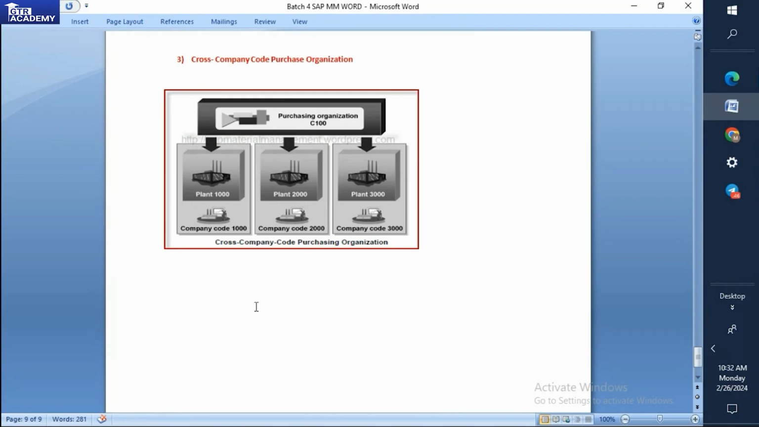Yes. A single purchase organization is responsible for all the procurement activities for more than one company code. For example, company code 1000, company code 2000, and company code 3000. For all these company codes, there will be only one purchase organization. The plants are attached to this purchase organization. It is like a cross company code.